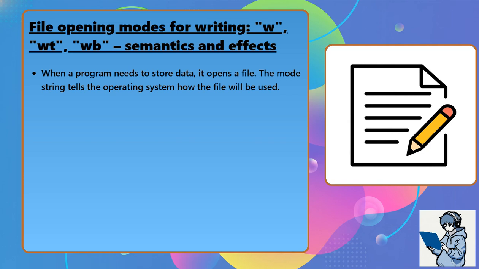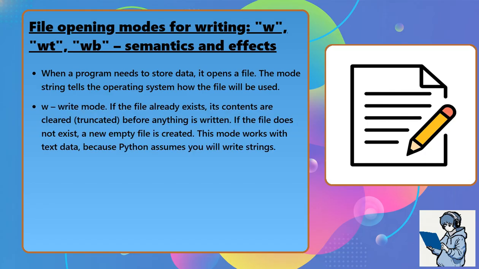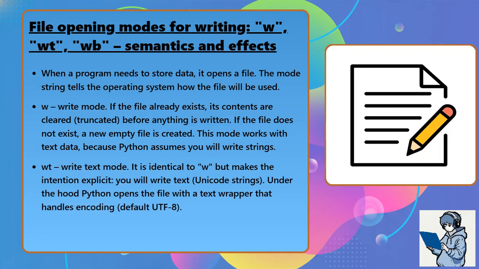When a program needs to store data, it opens a file. The mode string tells the operating system how the file will be used. W, write mode: if the file already exists, its contents are cleared, truncated, before anything is written. If the file does not exist, a new empty file is created. This mode works with text data because Python assumes you will write strings.